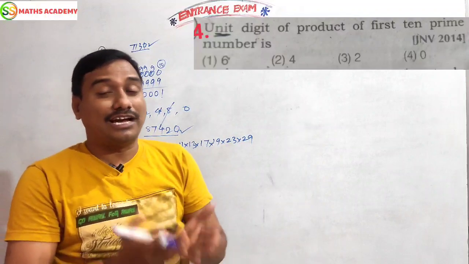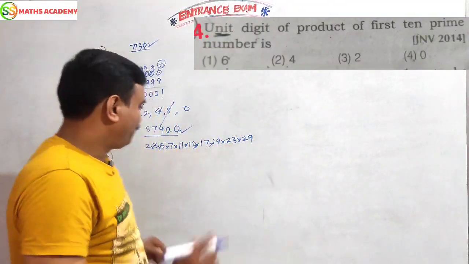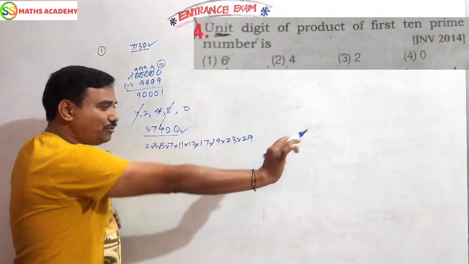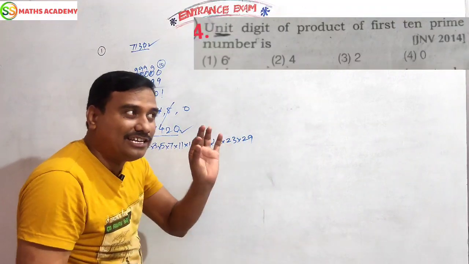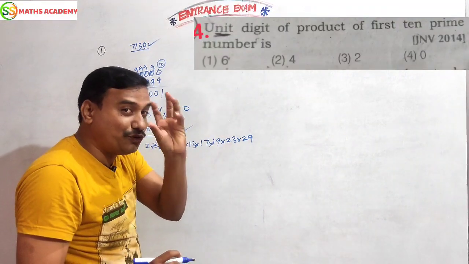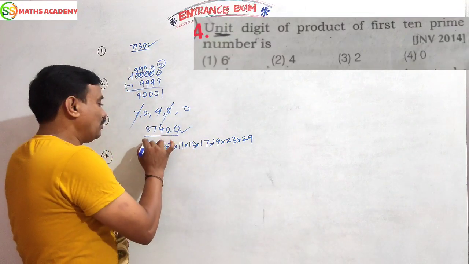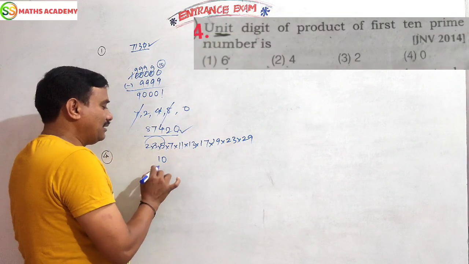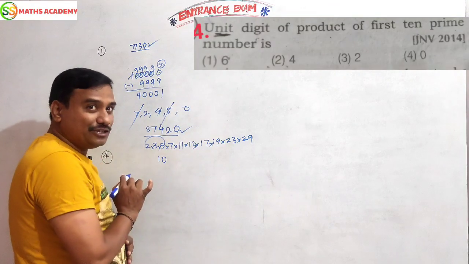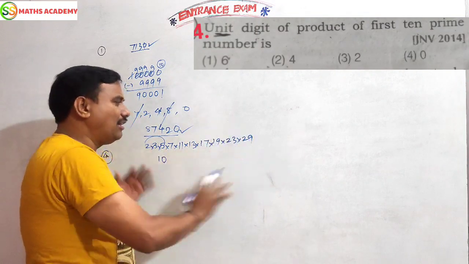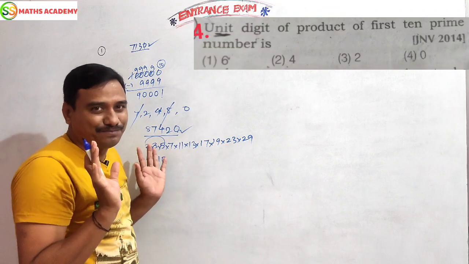How would you know? Simple. You don't multiply. In these numbers, where is the 2, where is the 5? You have to find out. When 2 and 5 will be there, your answer will be 0. 2 fives are 10, so 0 is there as the unit digit. If you multiply all the numbers, compulsorily 0 will come.